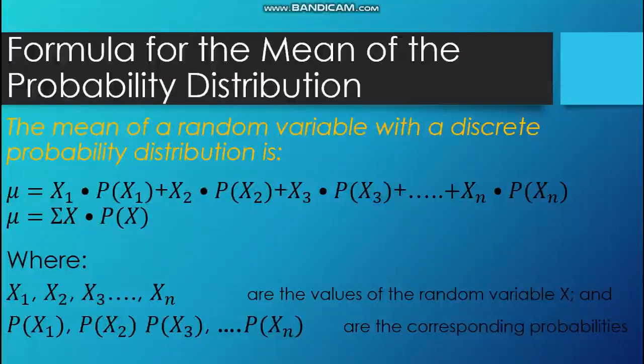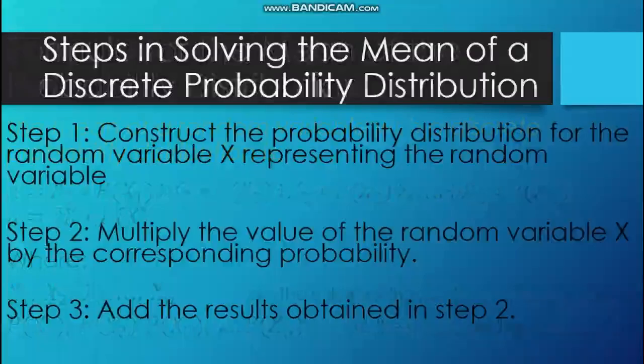Okay, and we have the corresponding steps in solving the mean of a discrete probability distribution. Step number 1, we're going to construct the probability distribution for the random variable x, representing the random variable. Step number 2, multiply the value of the random variable x by the corresponding probability. And step number 3, we're going to add the results that we have obtained in step number 2. And the resulting sum is already the mean of a discrete probability distribution.